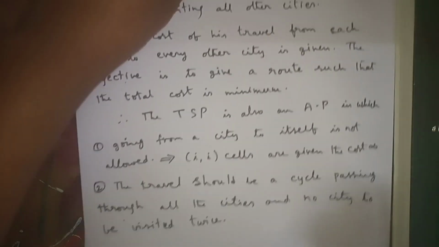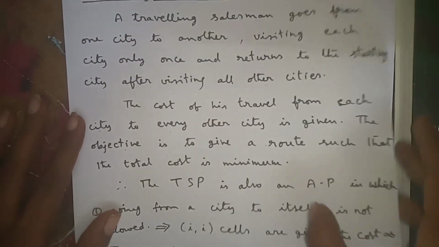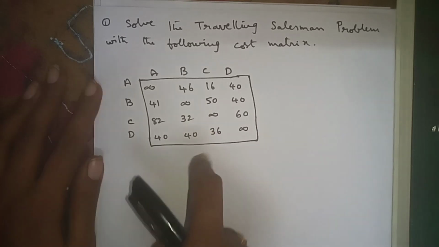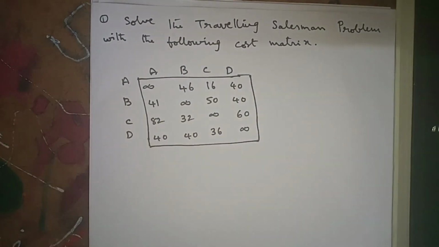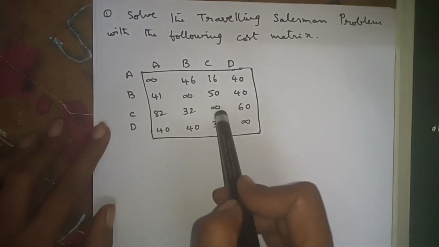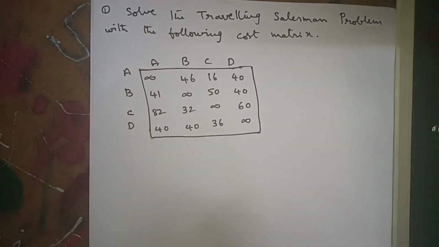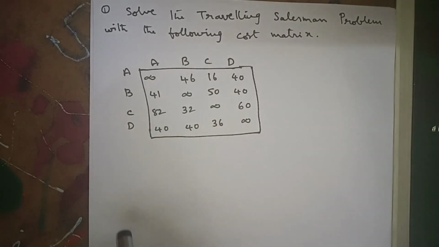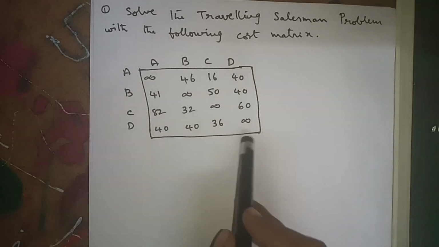This is about TSP. Now if you go to the first problem, again it is the same assignment problem, only we have to do it in a somewhat different manner. Solve the traveling salesman problem with the following cost matrix. If you observe this problem, in the first row, first column, infinity is there. Second row, second column, infinity is there. Third row, third column, infinity, and fourth row, fourth column, also infinity. That means you can easily identify a TSP problem: the ii cell, ith row ith column, is infinity.